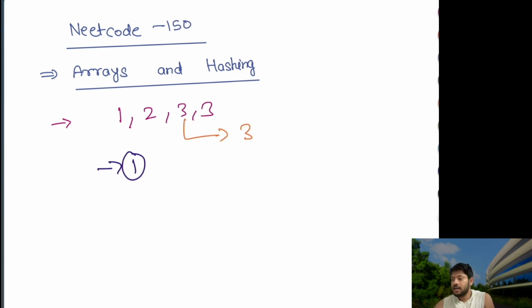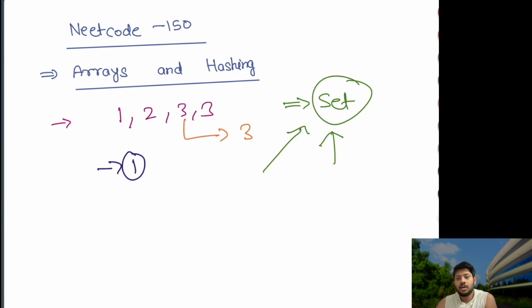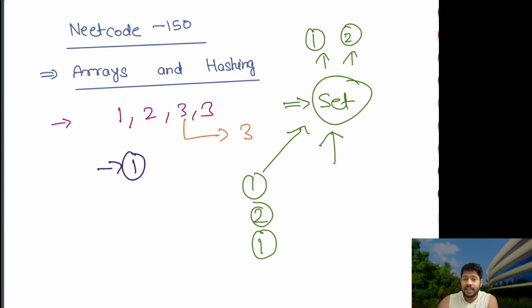Let me tell you why we are creating a set. In a set data structure, we can just add elements which are not duplicate. If we are adding an element 1 into this, 1 will be stored. If we are adding 2, 2 will be stored. If we are adding 1 again, 1 will not be stored because it is already present. That's the data structure which we need to utilize. This complete data structure is actually about duplicates. It eliminates any kind of duplicates in your data.